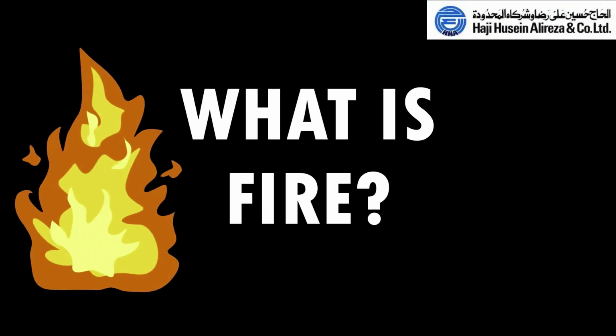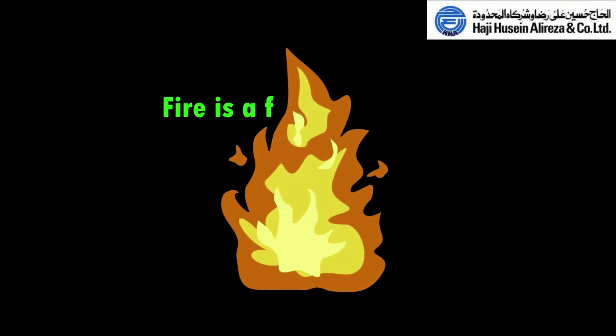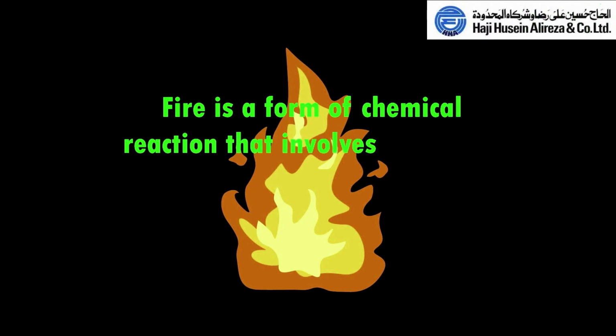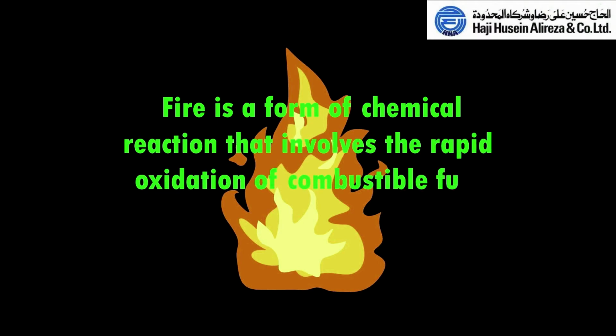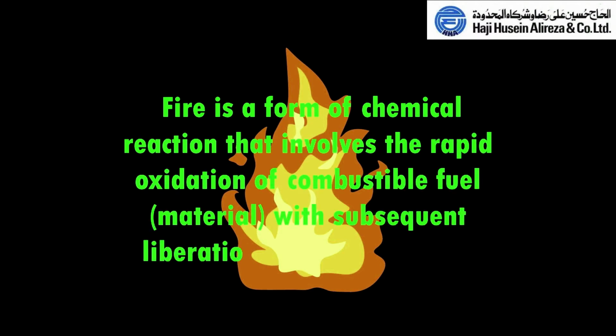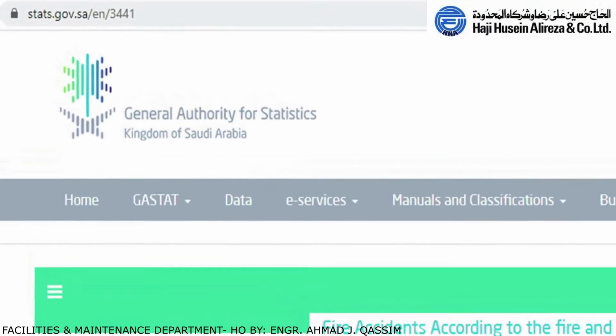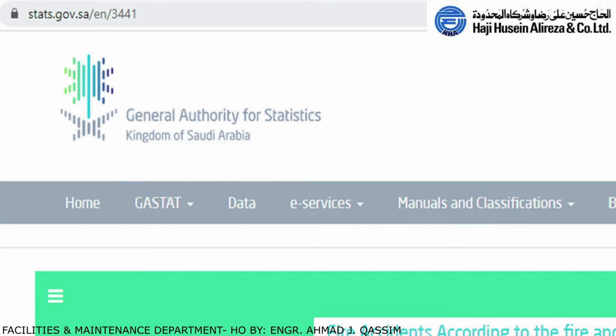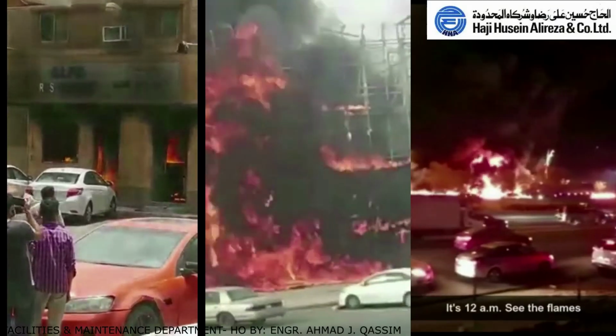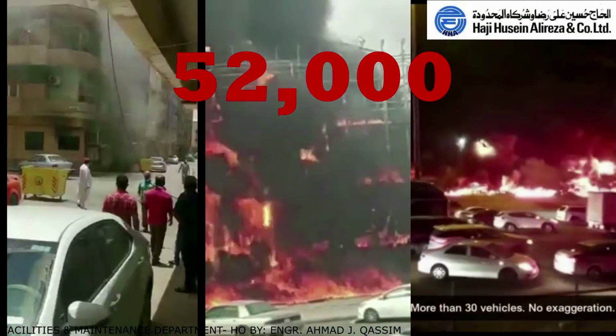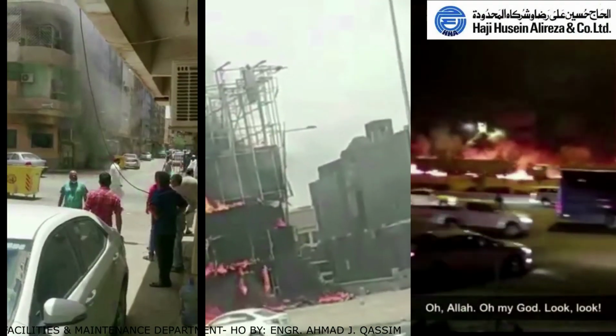So to start with, what is fire? Fire is a form of chemical reaction that involves the rapid oxidation of combustible fuel material, with subsequent liberation of heat and light. As per the General Authority for Statistics in the Kingdom of Saudi Arabia, it was reported in 2015 that there were almost 52,000 fire incidents the whole year.